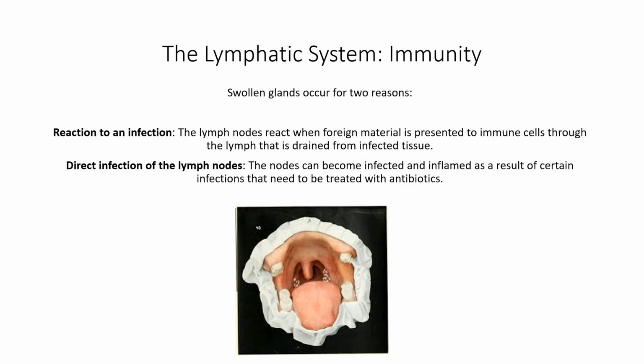An example of this would be swollen glands as a reaction to an infection. The lymph nodes will react when a foreign body is presented to the immune cells through the lymph that is drained from the infected tissue. So things like tonsils perhaps, or lymph nodes, or the inguinal node around the groin area. Or you could have direct infection of the lymph nodes themselves, where they can become infected and inflamed as a result of certain infections that need to be treated with antibiotics.